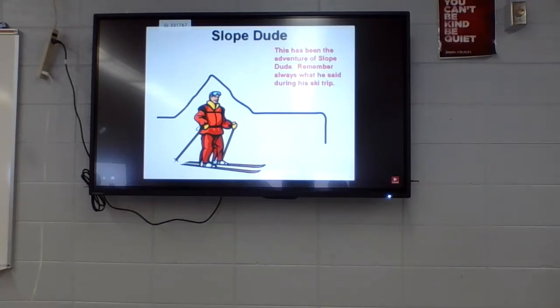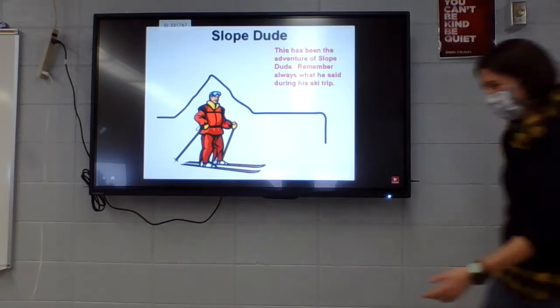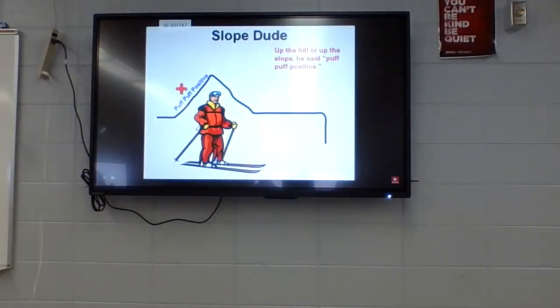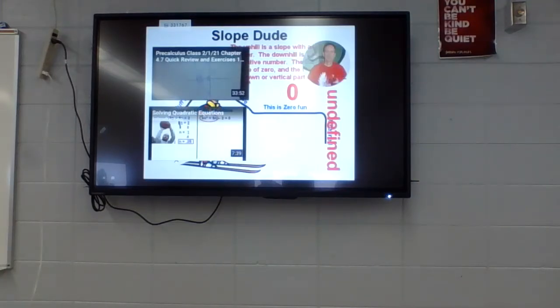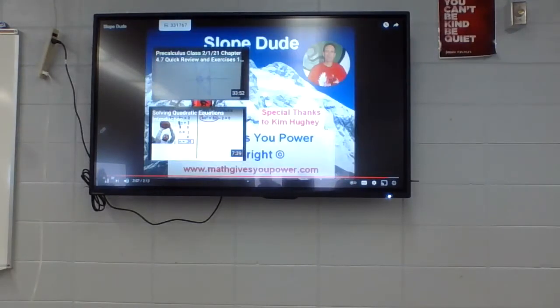This has been the Adventure of Slope Dude. Remember always what he said during his ski trip. Up the hill or up the slope, he said, puff, puff, positive. On his downhill run, he said, nice, negative. On the long, flat part of the course, he said, this is zero fun. And finally, when he went over the vertical cliff and went straight down, he yelled the worst curse word of math and algebra, undefined. The uphill is a slope with a positive number, the downhill is a slope with a negative number, the flat part is a slope of 0, and the straight up and down or vertical part is undefined. This has been the Adventure of Slope Dude. Thanks for viewing.